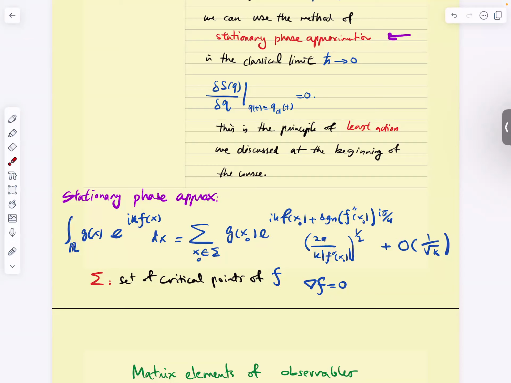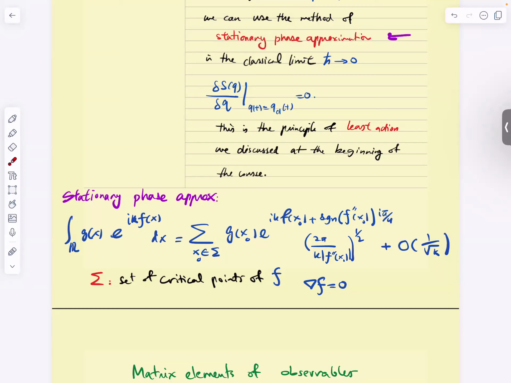It's intimately tied to another approximation, the saddle point approximation. The saddle point approximation is when you have this integral over R, but instead of a phase, you only have something like e to the minus k f of x, dx. The saddle point approximation gives an approximation for this integral when k is large, and the stationary phase approximation is for when k is large for the oscillatory integral. One of them is like a Bessel transform, the other one is like a Fourier transform, right? They're related.